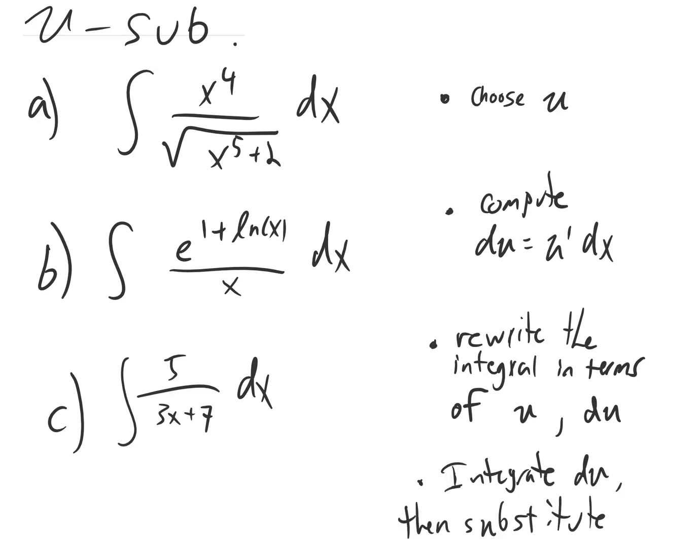Once we have our integrand rewritten in terms of u and du, we integrate with respect to u, which gives us a function in terms of u. Finally, we substitute back the original u to get the complete answer.